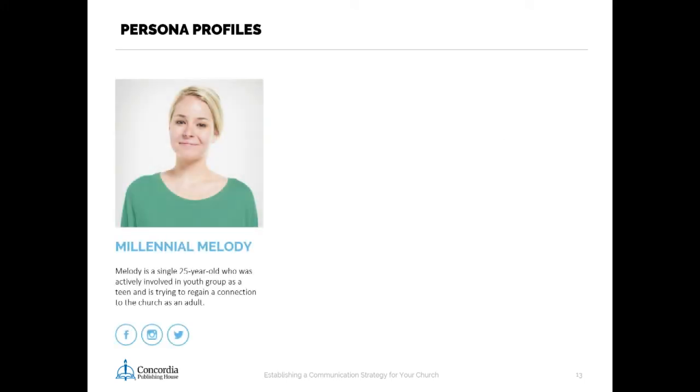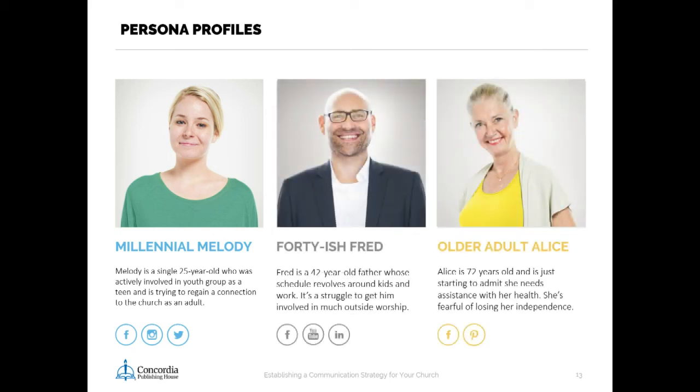All right, persona profiles. Developing persona profiles is telling the story of the persona. So we've got here Millennial Melody, 40-ish Fred, and older adult Alice. Now this is a very simple persona profile, and we've got a template that'll help you get into a little bit more detail. There's no one right way to develop a persona profile. It really is going to match what you need at your church. But what you want to do is tell this fictional story. For example, Millennial Melody is a single 25-year-old who was actively involved in youth group as a teen and is trying to regain a connection to the church as an adult. You can probably think of some of those people in your congregation that would fit that.